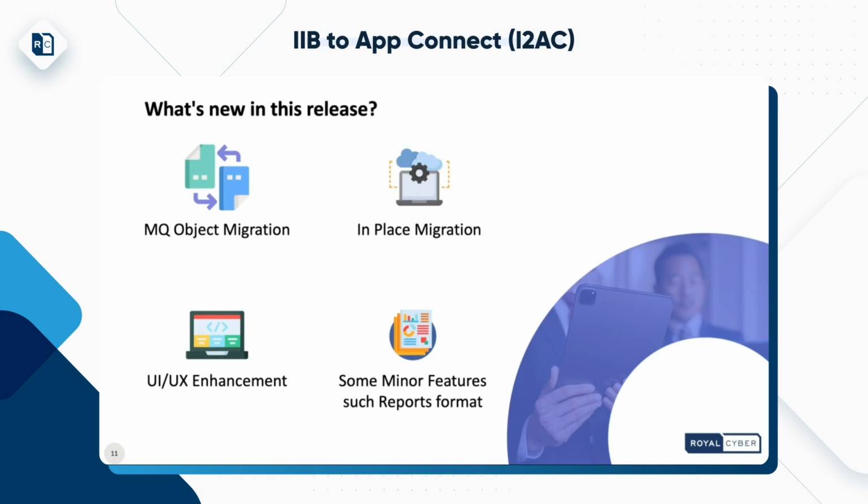Now, what's new in this release that we have launched? So, in this release, we have launched MQ Object Migration. The product has a new release version 1.4 in which there is a functionality available to select from a drop down which includes nodes plus MQ migration. There is a functionality for in place migration. Using in place migration, you can migrate IIB to ACE using same source and same destination.